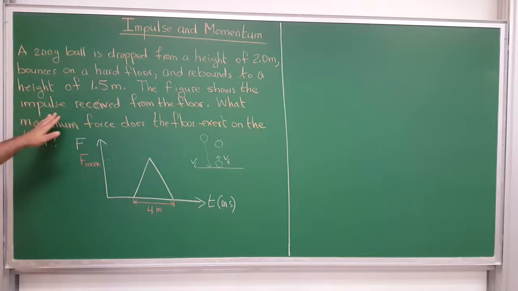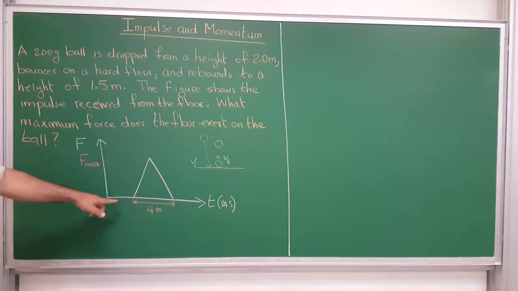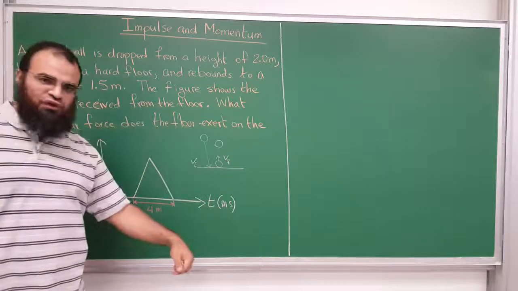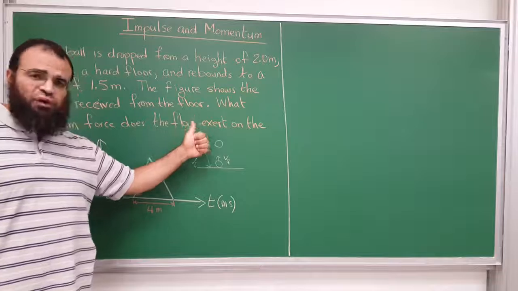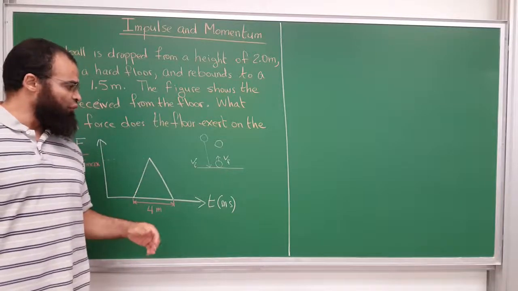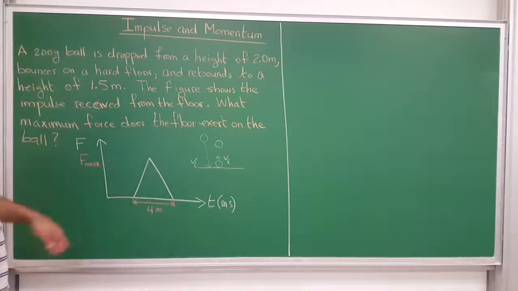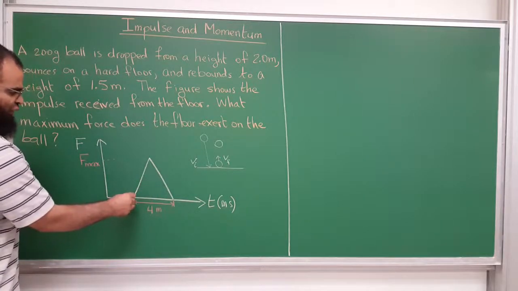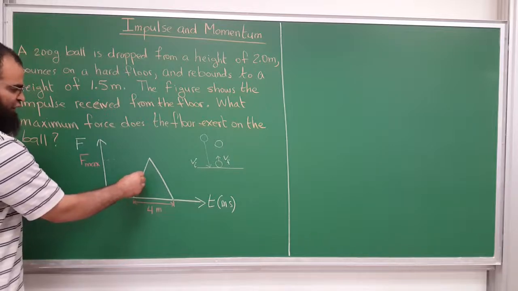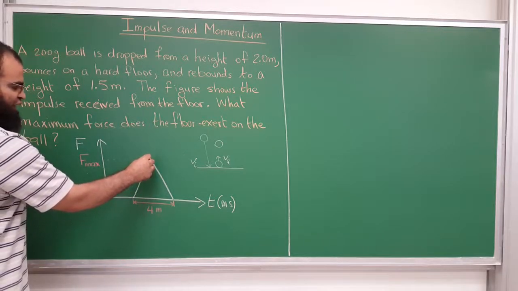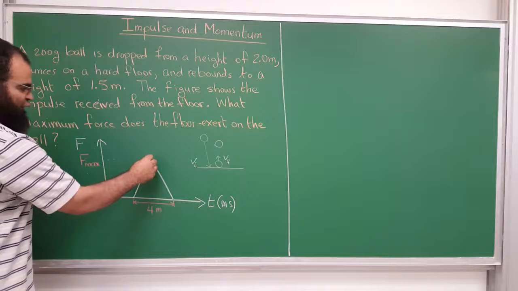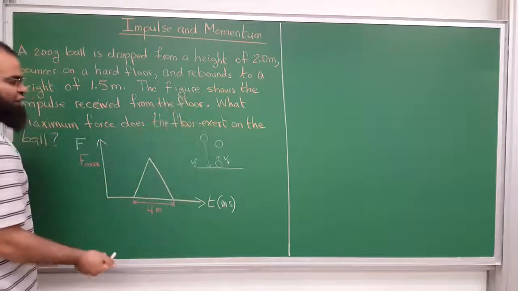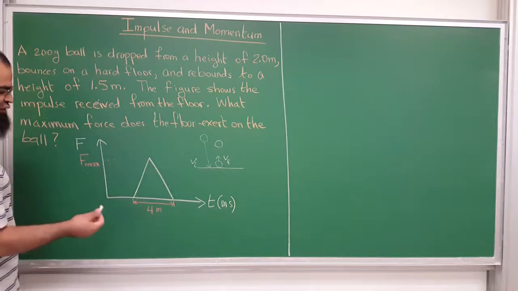It says here the figure shows the impulse received from the floor. When it hits the floor, the ball applies a force on the floor, so the floor applies a force on the ball. That's the normal force, and that normal force is variable. They're modeling it to change like this. As the ball hits the floor, the force increases until it reaches a peak. Then when it's leaving the floor, the force decreases until it becomes 0. And obviously when the ball is no longer touching the floor, the force is 0.